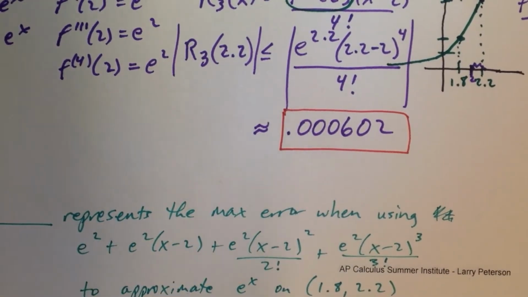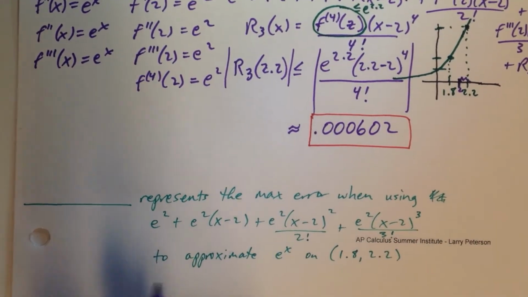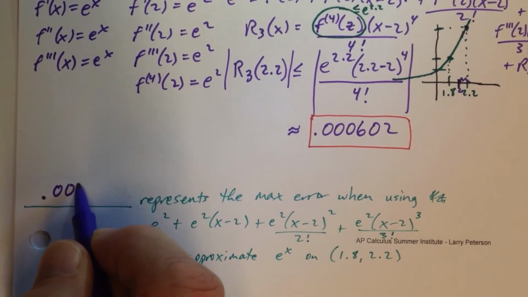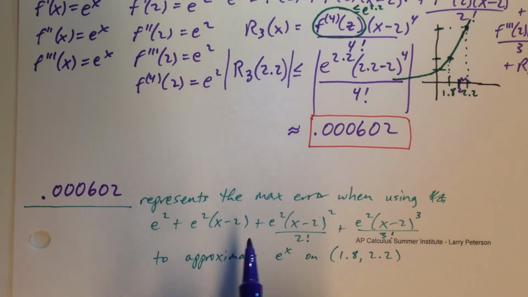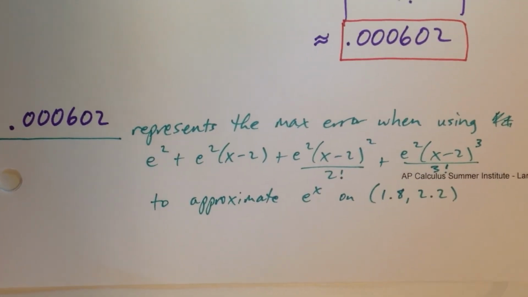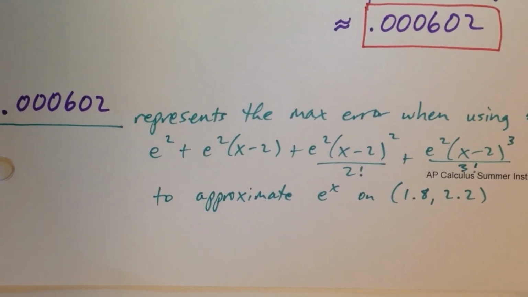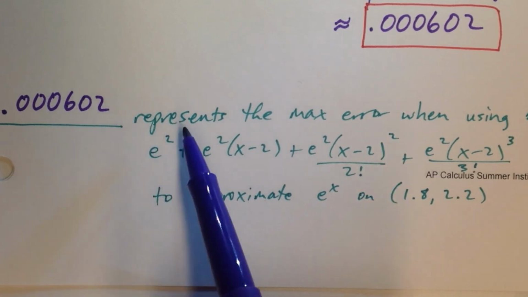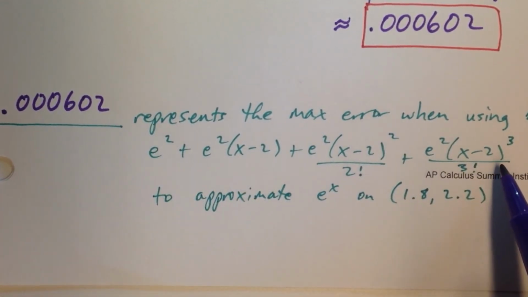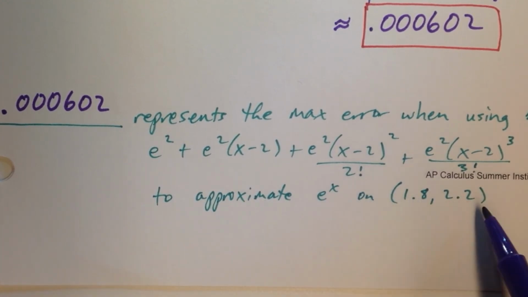0.000602 represents the maximum error when using this third degree polynomial to approximate e to the x on the interval from 1.8 to 2.2.